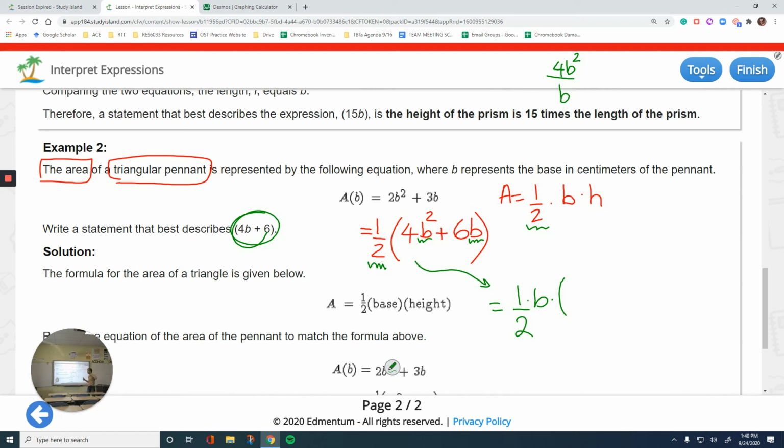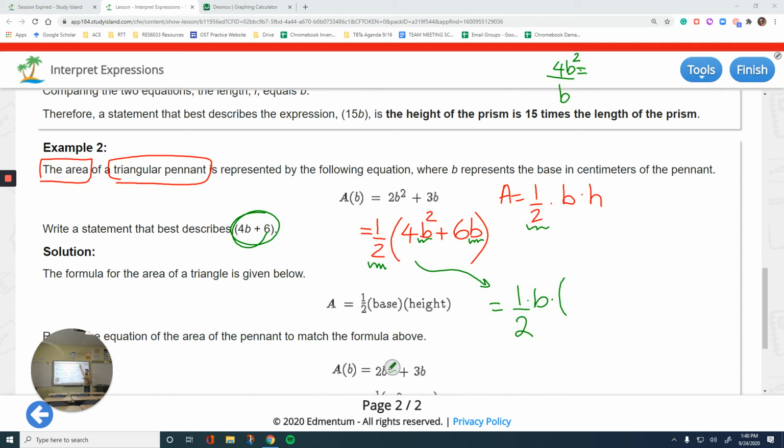So, 4b squared divided by b. Instead of just giving you the answer, again, I'm going to do this step by step. If you know how to divide it anyways, you can just fast forward this video to the part that you don't know how to do, and then just see what's going on in there.